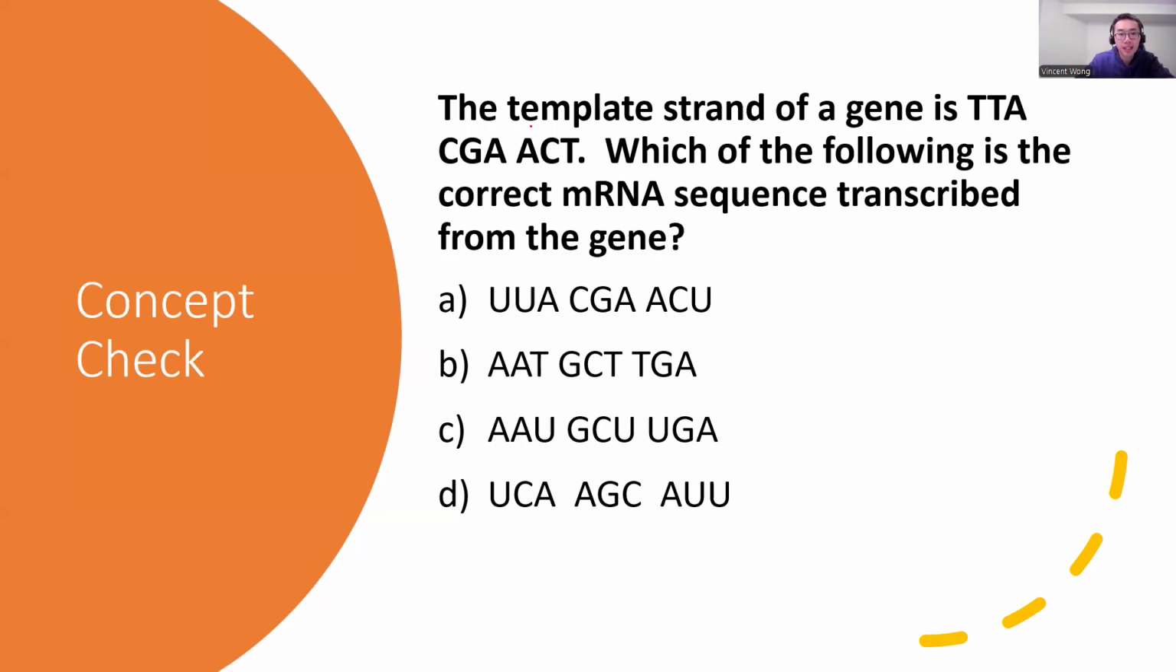So this is the template DNA. And for the template DNA, we have to use the complementary base pairing rule to find the RNA. So complementary to, sorry, I gave you the answer. Complementary to TTA is AAU. The only one that starts with AAU is this one. GCA, CGA is GCU, and then ACT would be UGA. That's the right answer.